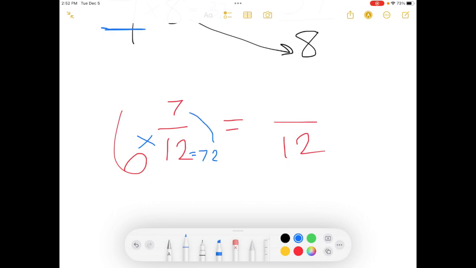And then I'm going to take that 72 and I'm going to add it to 7. 72 plus 7 is 79. And there is my improper fraction.